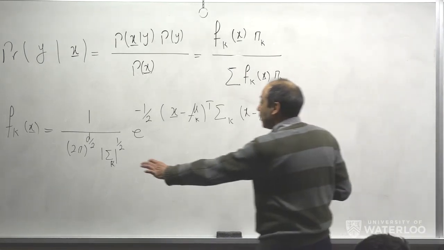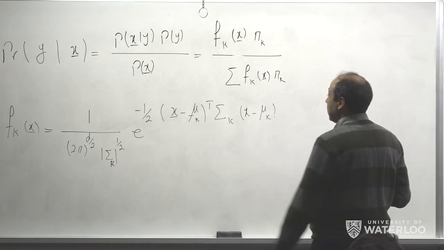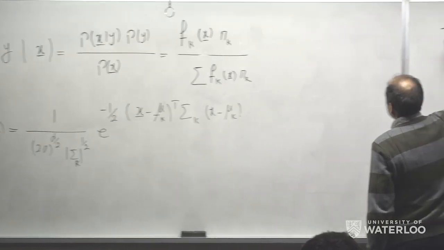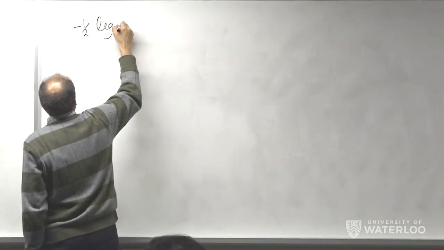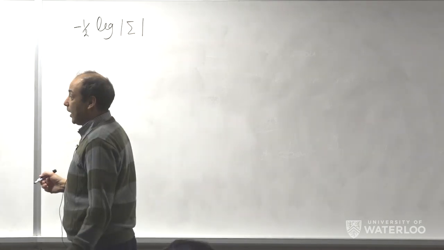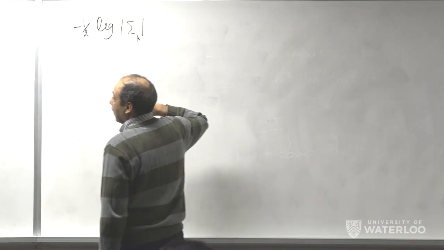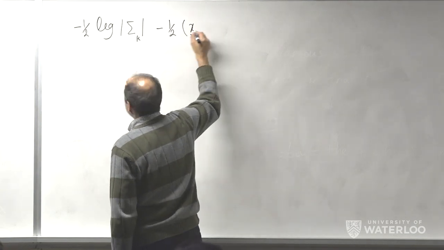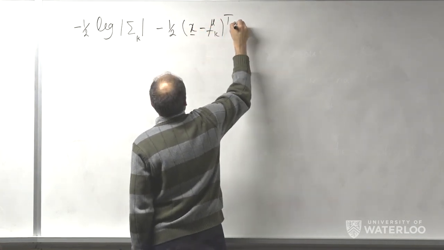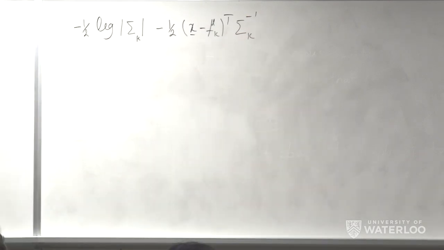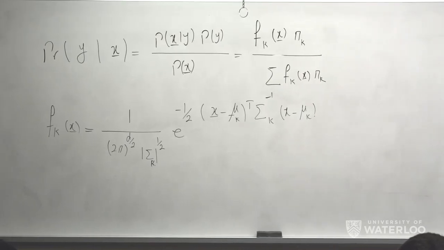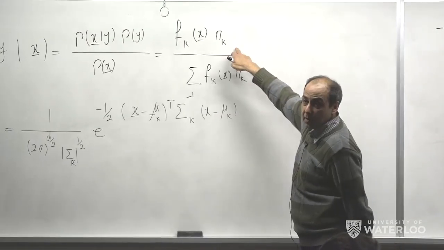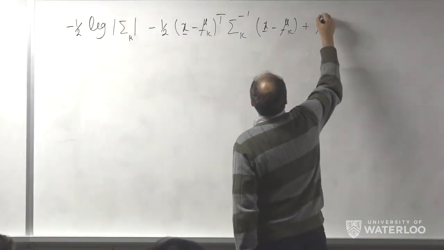If you take the log of this, the part that you need to compare would be minus half log of the determinant of sigma k, minus 1/2 (x minus mu k) transpose sigma k inverse (x minus mu k), and then plus log of pi k, you have this term as well.